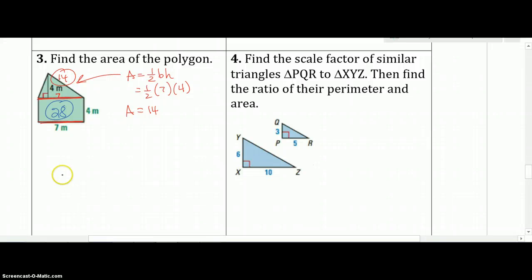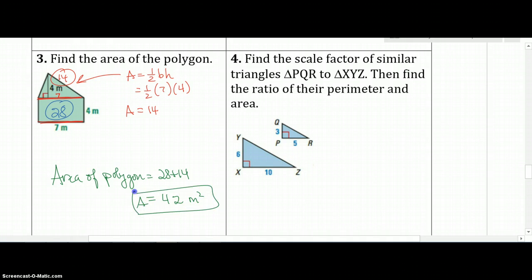The area of the entire polygon is just 28 plus 14. So what do we get? 42 meters squared, because it's an area. Questions on that one?